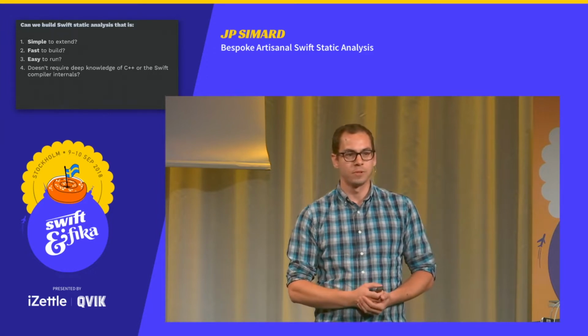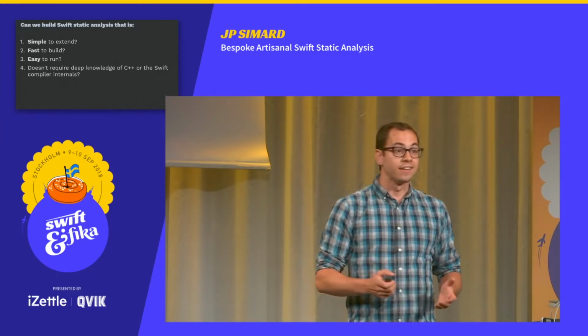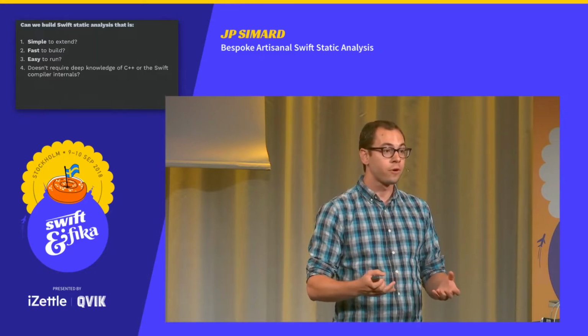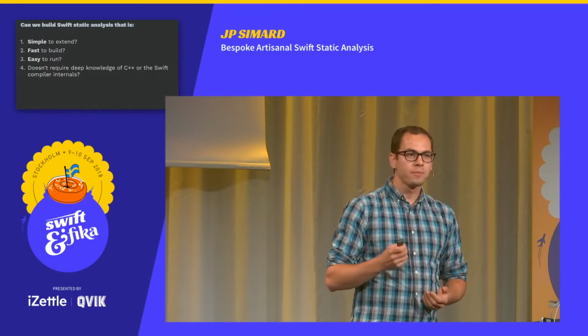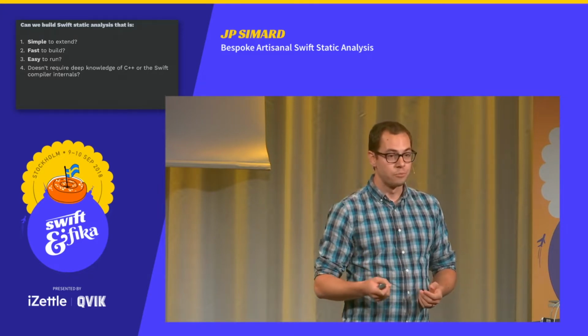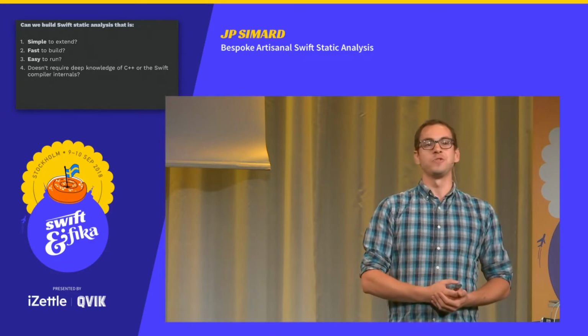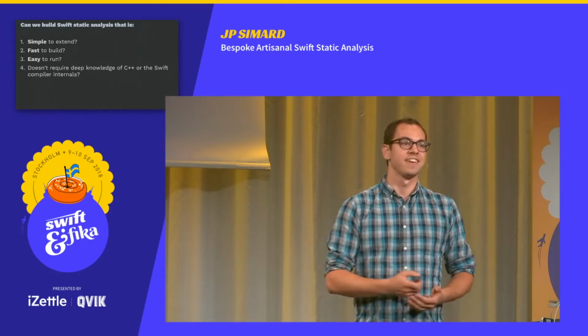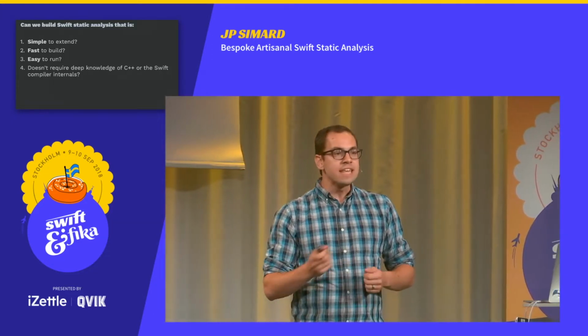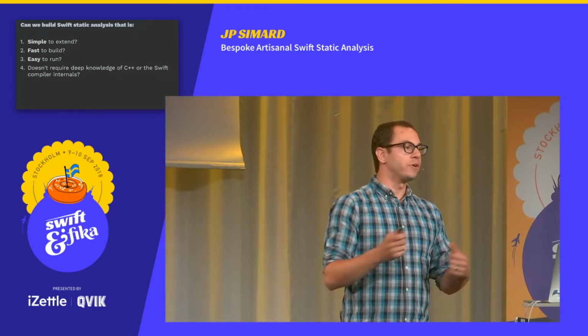Is it possible to build something like static analysis, which again is the art of getting information about the behavior and properties of source code without actually running it? So is it possible to build something like that that's simple to build, that's fast to build, right? Where you don't need to do a ton of boilerplate song and dance in order to make this happen? Can it be easy to run, where you don't need to build a whole fork of the compiler, which, if anyone's tried building a Swift compiler, takes ages even on a fast machine?